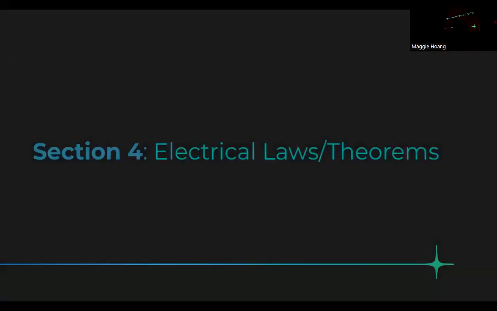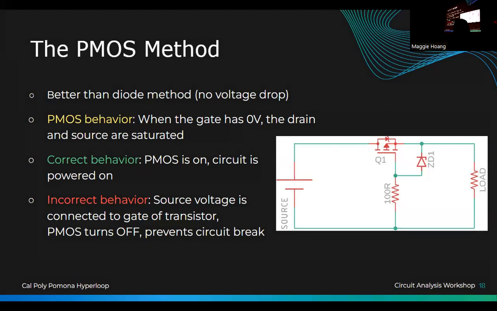Any questions so far? Oh yeah, so the PMOS, is that a type of transistor? Yeah. Earlier I said FET, but there are a lot of FETs. There's CMOS, there's NMOS, and those are just FETs. And the symbol of a FET usually looks like that.